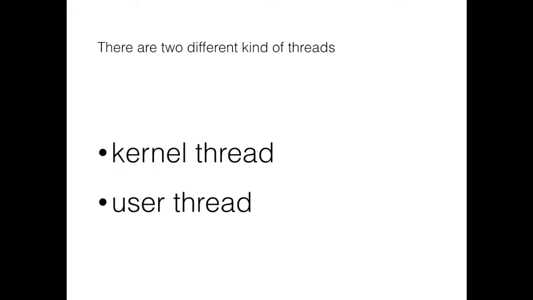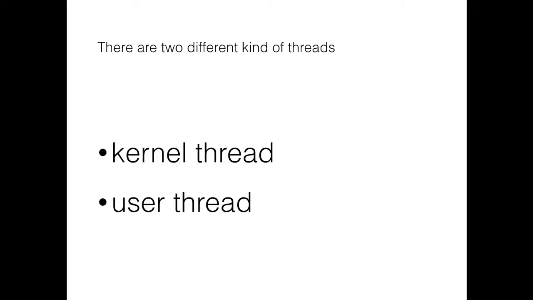Now there are two different kinds of threads. One is a kernel thread and the other is a user space thread or a user thread. Kernel threads are part of the operating system, while user space threads are not implemented in the kernel. The user space threads can be seen as an extension of function concepts in programming languages.